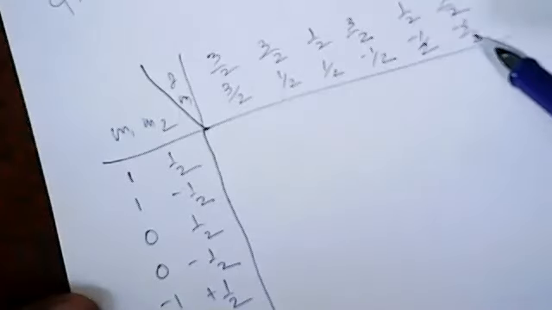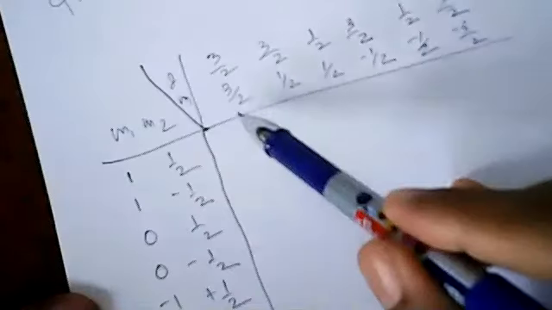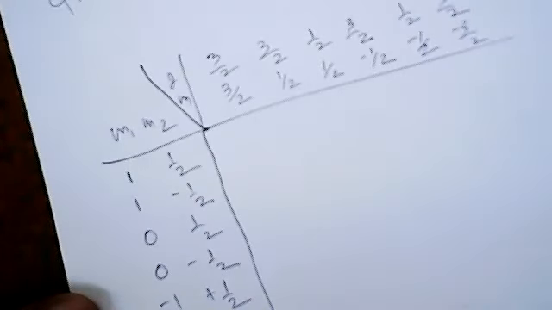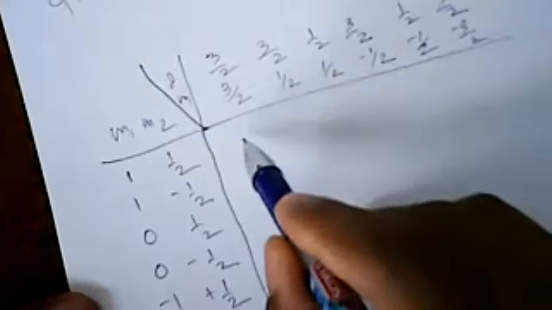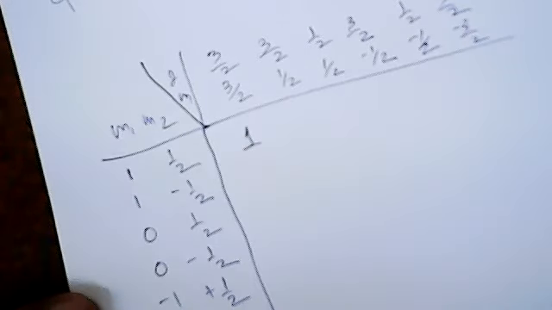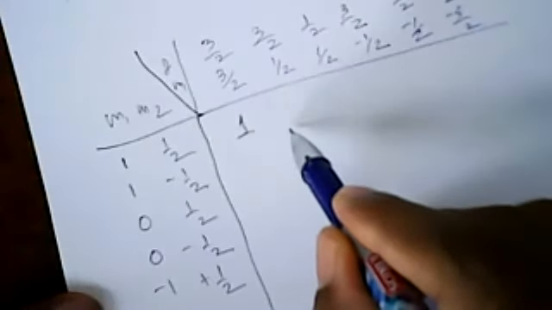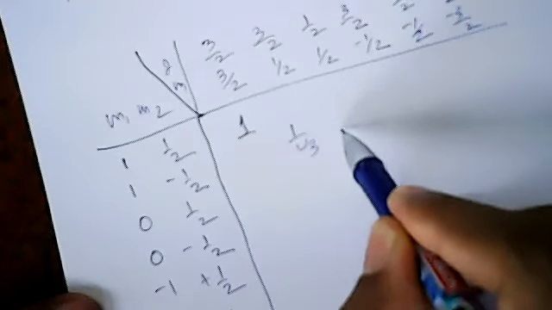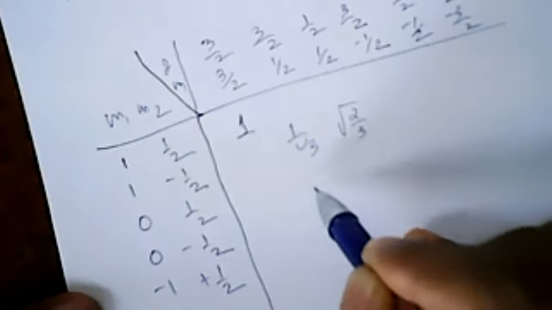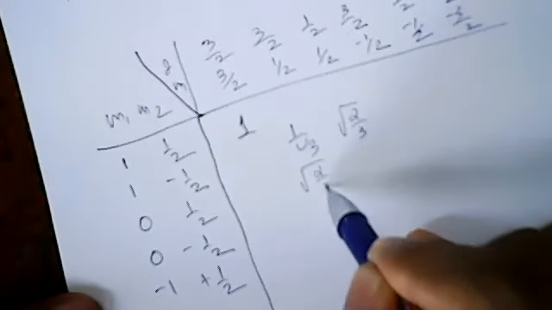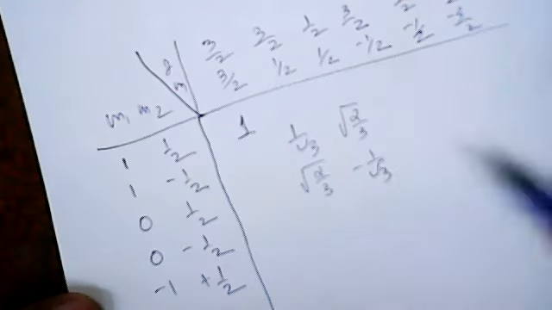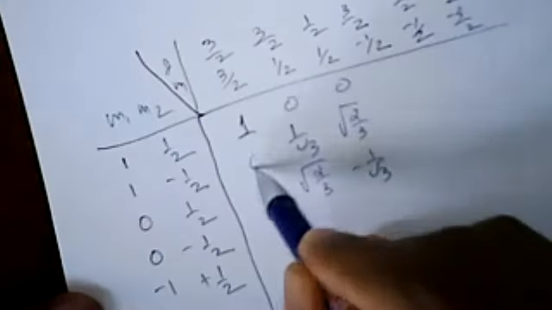After writing all the value combinations, when you add M1 and M2, you should get the corresponding M values. You only need to know the order in which M1 and M2 are written, then you can simply write the JM values. So this is one condition. Next is a 2 by 2 matrix, which is 1 by root 3, root of 2 by 3, root of 2 by 3, minus 1 by root 3. All other terms are 0.